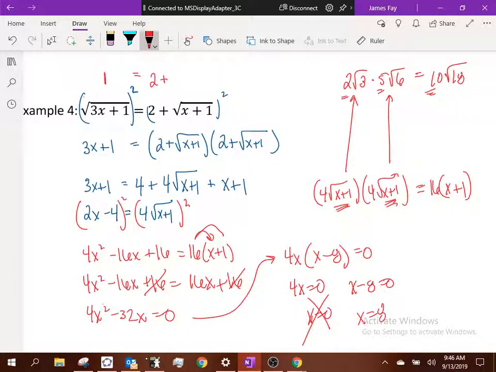Square root of 25? 5. And then 2 plus, it's going to be square root of 9, which is 3, right? Is 5 equal 2 plus 3? Yep, so that is a solution.